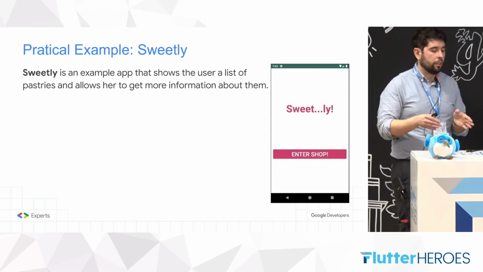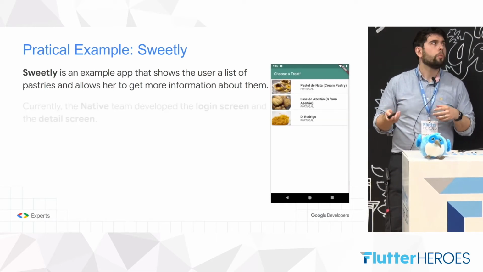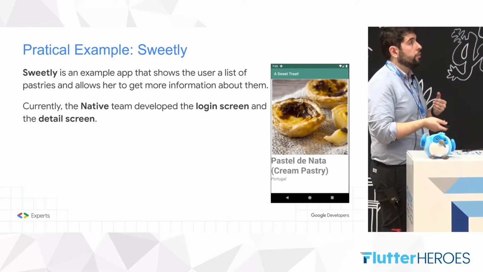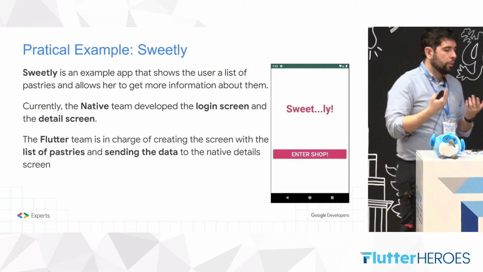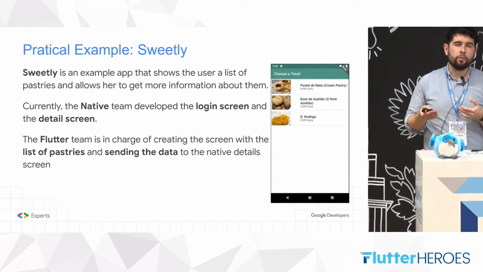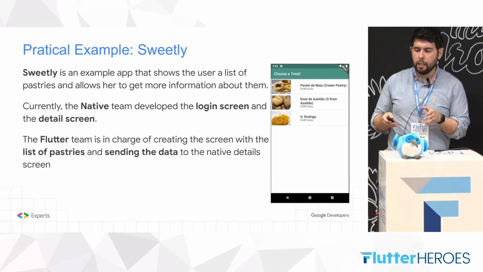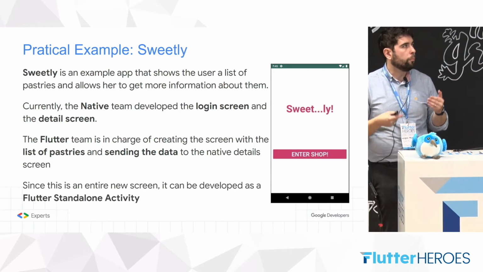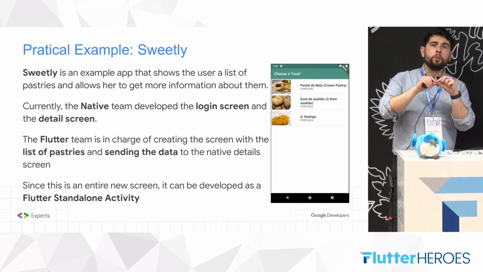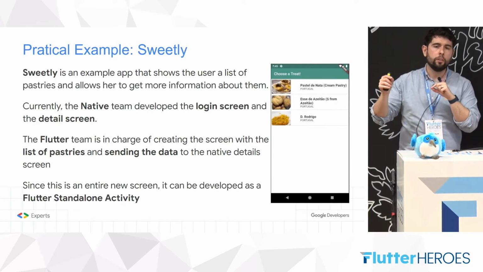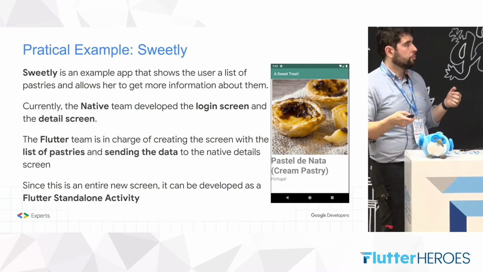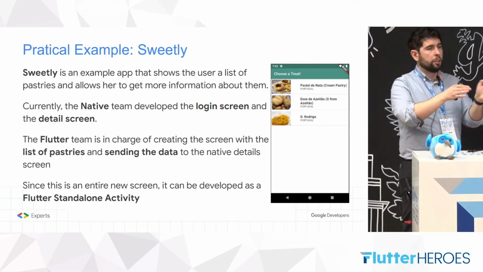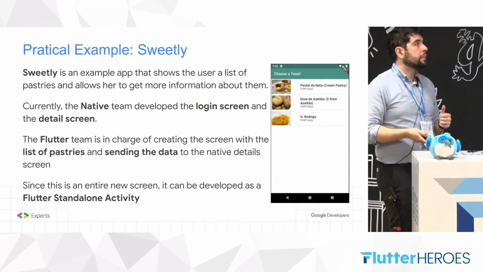And the curious thing about this is that the project was divided in an unconventional way, because the login screen and the detail screen are done in native Android, but then the list of pastries is going to be made in Flutter. And this introduces a very nice challenge, because not only are we presenting a view, which is going to be the list of sweets, but we will also need to communicate to Android saying this is exactly the sweet that I chose to present the detail. And in this case, we are going to develop our entire screen as a standalone activity, because again, it's a separate screen. It's not a fragment inside the other screen.